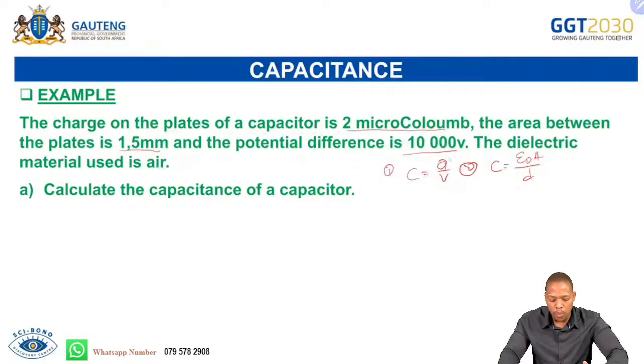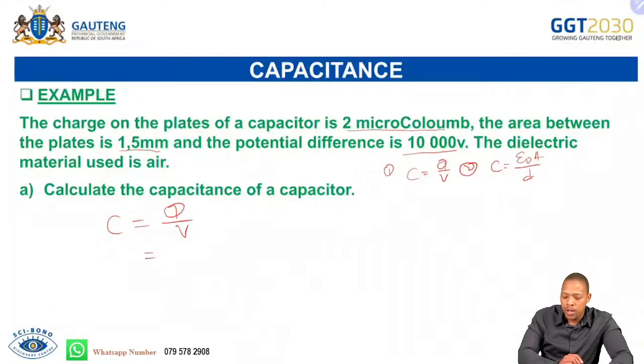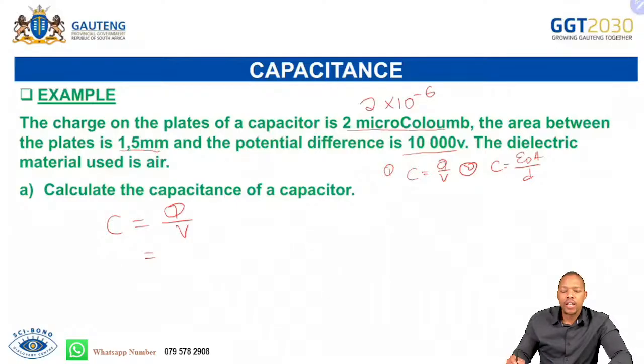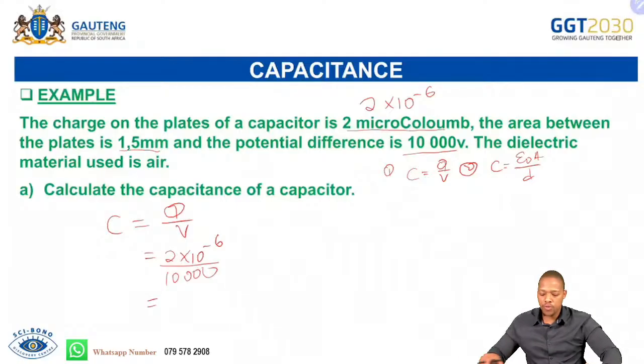I need to use formula 1. Simple, I write the formula. C is equals to Q over V, where Q is 2 microcoulomb. 2 microcoulomb must be converted. That is 2 times 10 to the power negative 6. Micro is times 10 to the power minus 6. So 2 times 10 to the power minus 6, that's the charge, all over 10,000 volts. What is the capacitance of the capacitor?